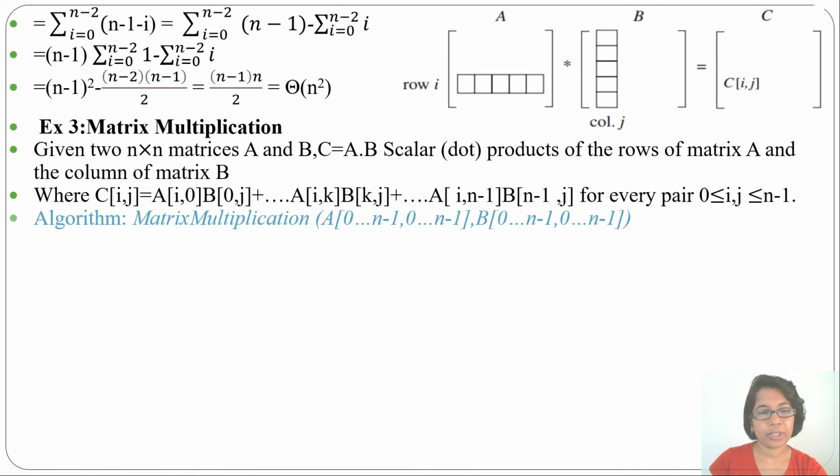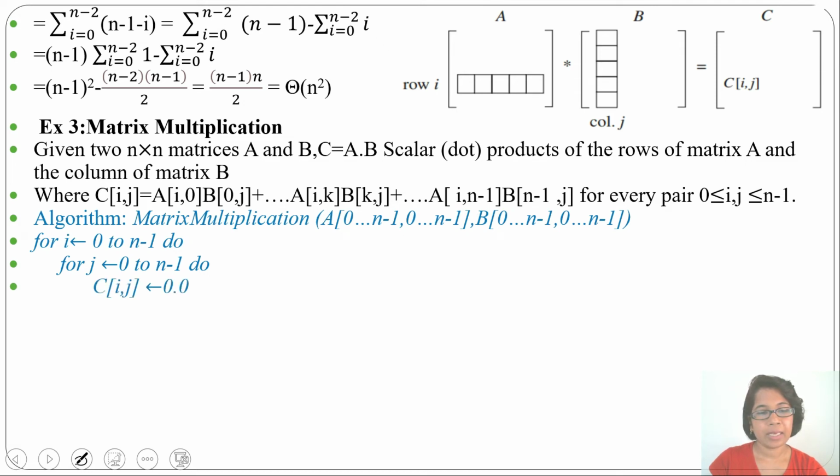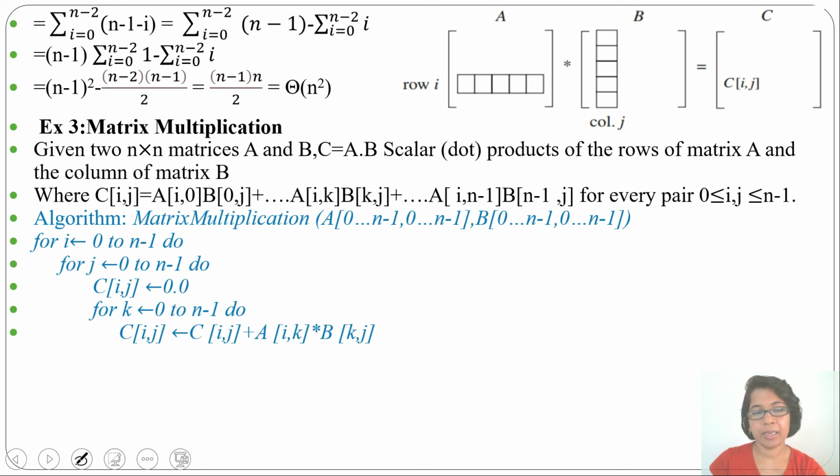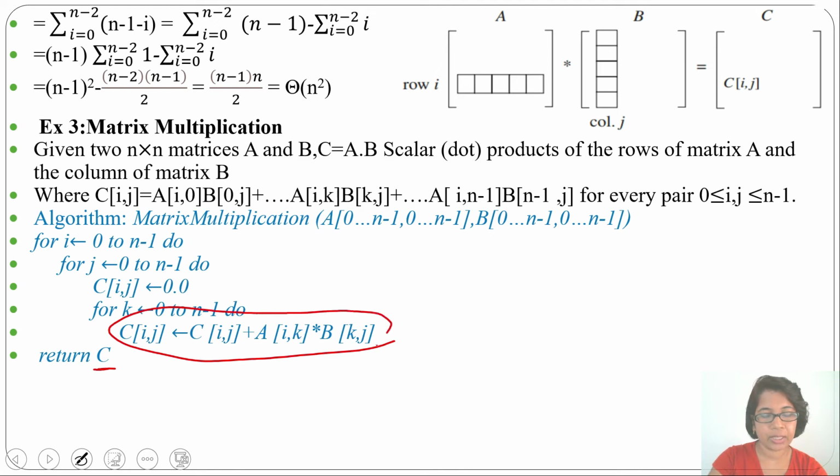Let me write the algorithm for matrix multiplication. Two matrices are given, A and B. Now for i from 0 to n minus 1, do for j from 0 to n minus 1, do Cij is 0. Then for k from 0 to n minus 1, do Cij will be Cij plus Aik multiplication Bkj, and return C. So this C will contain the multiplication, and here the basic operation is this.